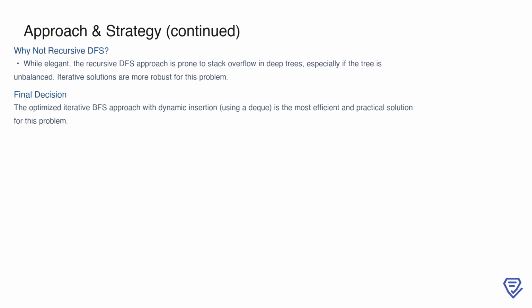Ultimately, the optimized iterative BFS approach with dynamic insertion using a deque emerged as the most efficient and practical solution. It is robust, easy to implement, and avoids the pitfalls associated with recursion depth. By leveraging the deque for dynamic insertion, we achieve a clean and efficient solution to the binary tree zigzag level order traversal problem, making it the clear choice for this task.